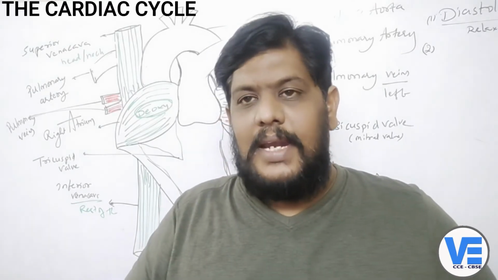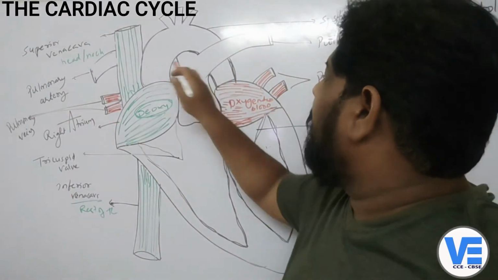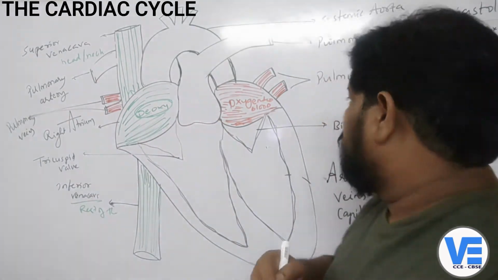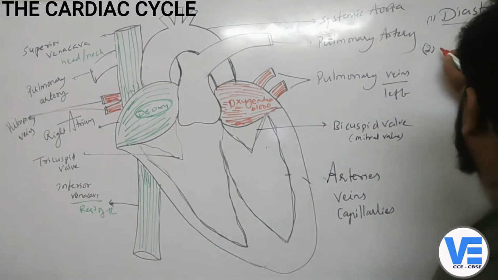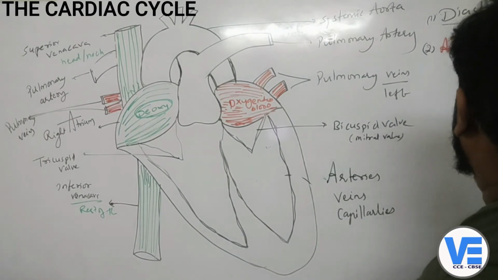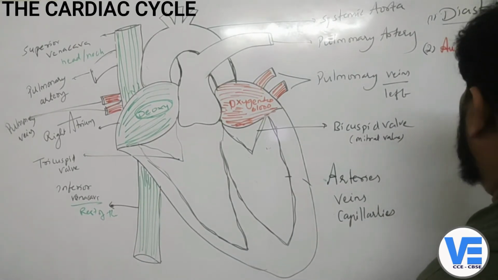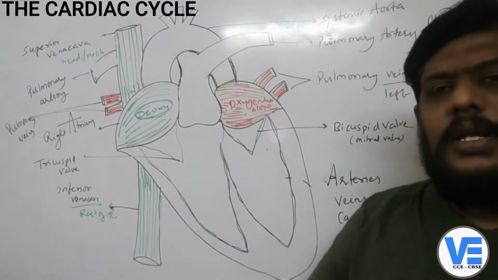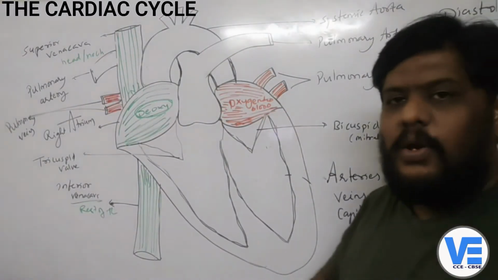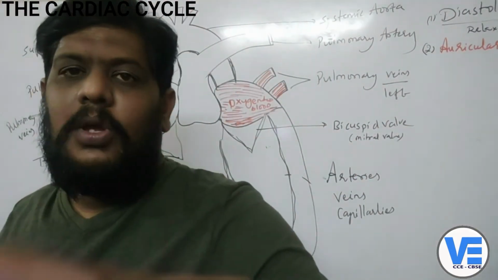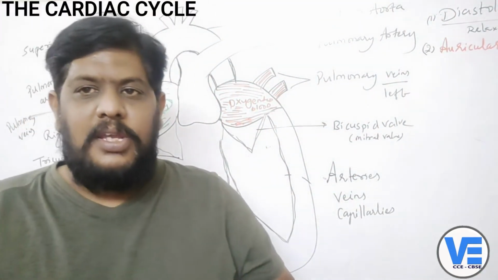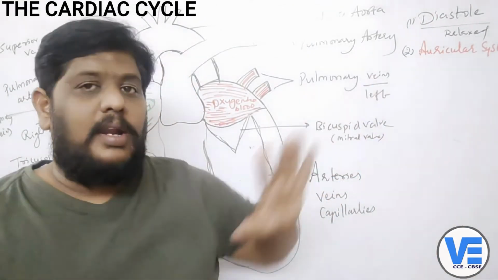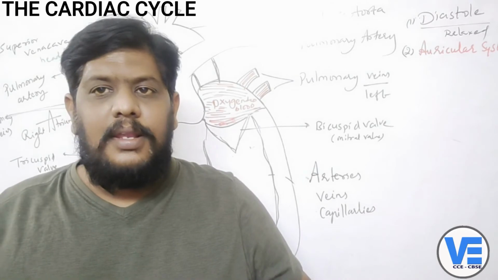Systole. Already we have learned that is the systole. Now who is contracting here? Auricles are contracting. So can we write like this? I'm writing here. Auricular systole. Okay, I wrote here auricular systole because both auricles are contracting. So when auricles contract, we call it as the auricular systole.